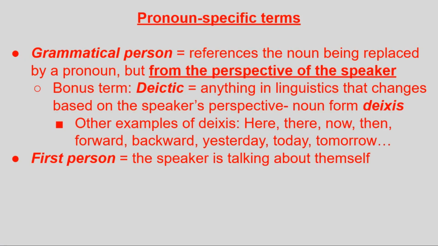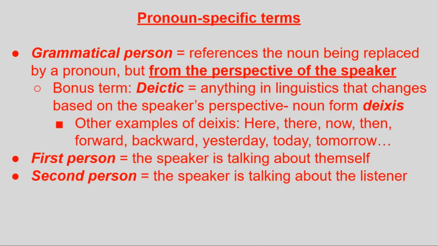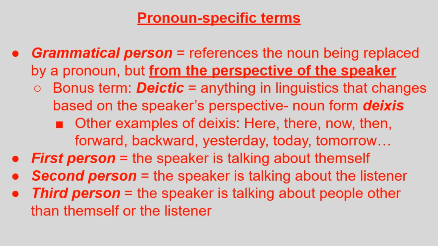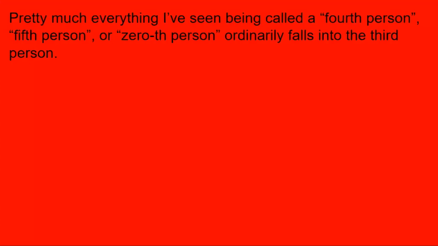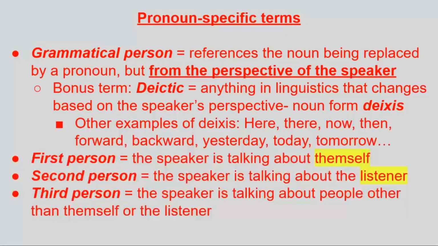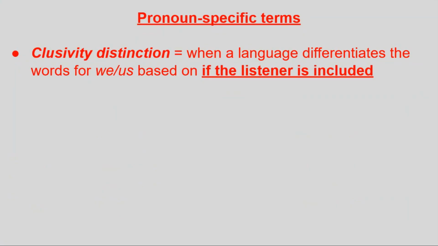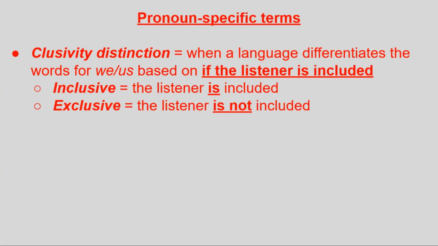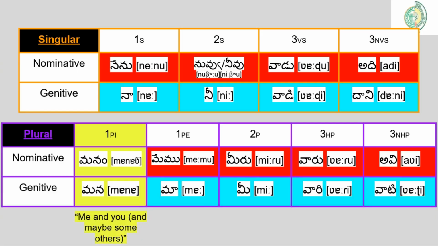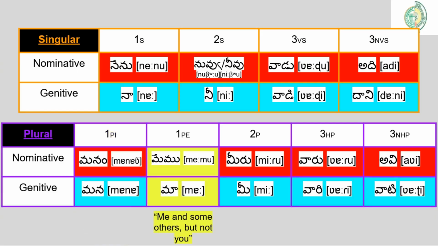Back to person, if the speaker is talking about themselves, that's first person. If the speaker is talking about the listener, that's second person. And if the speaker isn't talking about themselves or the listener, that's third person. There aren't really any people higher than third unless you're working with a particularly overzealous linguist. But what if the pronoun is plural and both the speaker and the listener are being talked about? Now we get to talk about clusivity distinctions, which are just that. On first person plural pronouns, that's we and us, some languages differentiate whether the listener is also included among we. If the listener is included, that's inclusive, but if the listener is not included, that's exclusive. For example, in Telugu, inclusive we is manam, while exclusive we is memu.